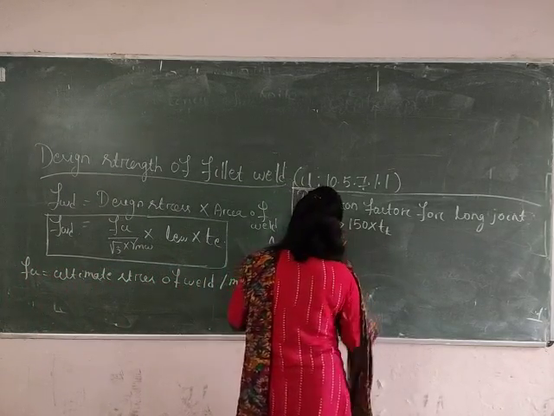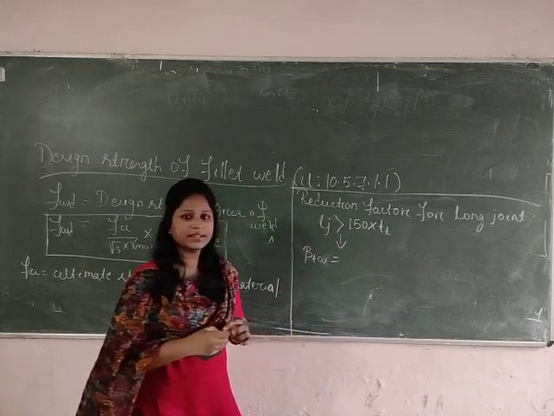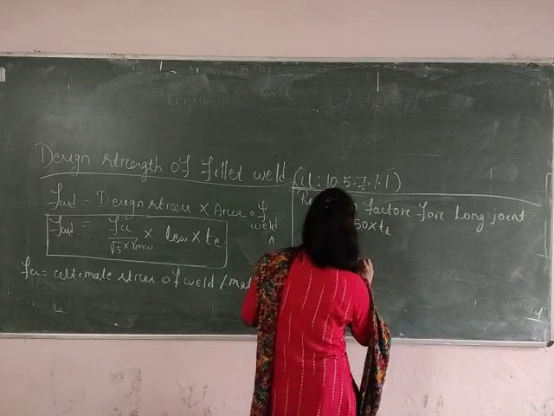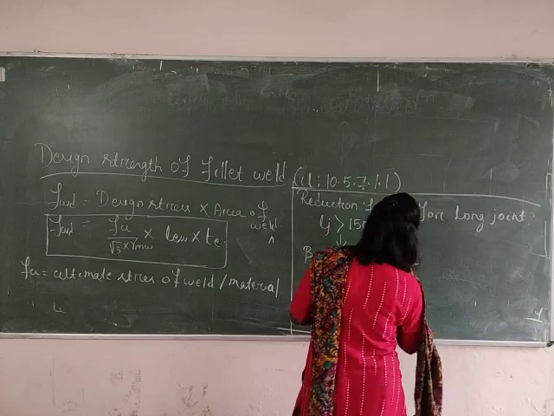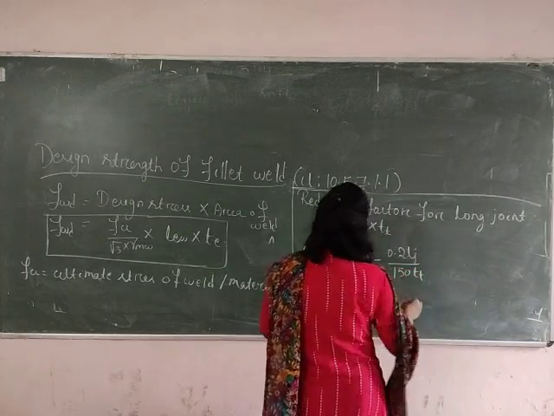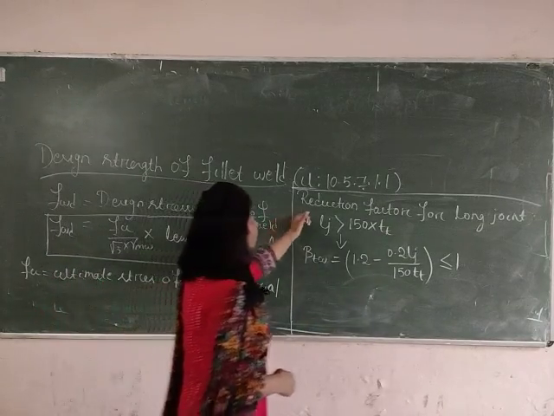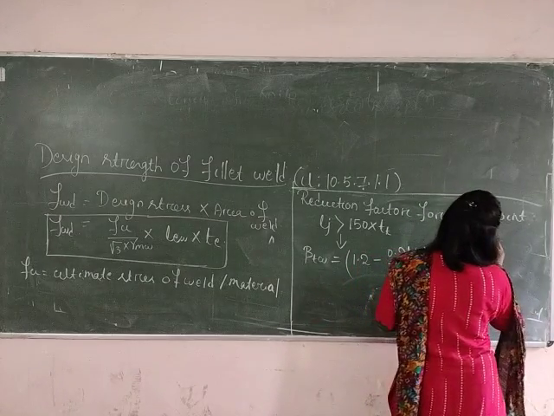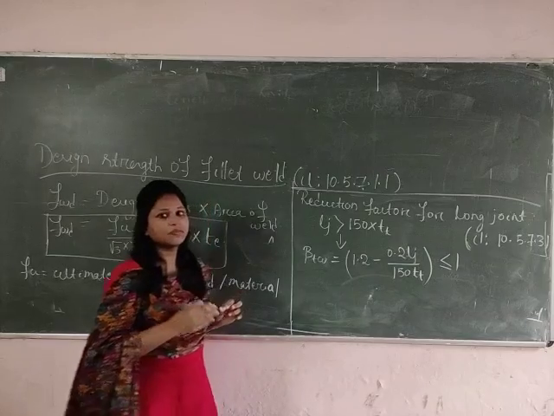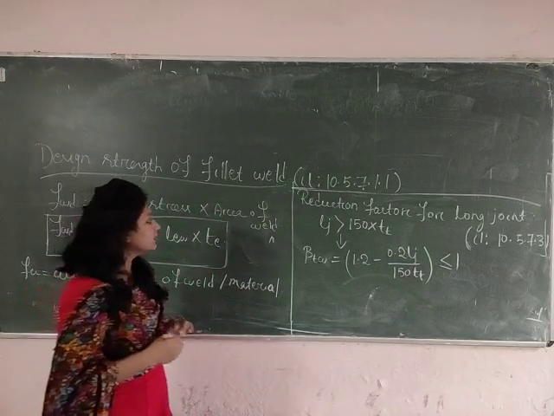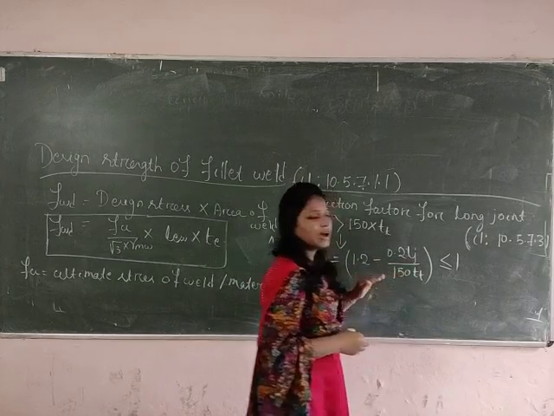So for that we need to calculate the reduction factor, that is βLw. This reduction factor you can calculate by the formula 1.2 minus 0.2 Lj divided by 150 into effective throat thickness, which must be less than or equal to 1. For the reduction factor you can refer to clause number 10.5.7.3. So if the length of joint is greater than 150 into throat thickness, then in this condition we will calculate this reduction factor, that is 1.2 minus 0.2 Lj divided by 150 into throat thickness.